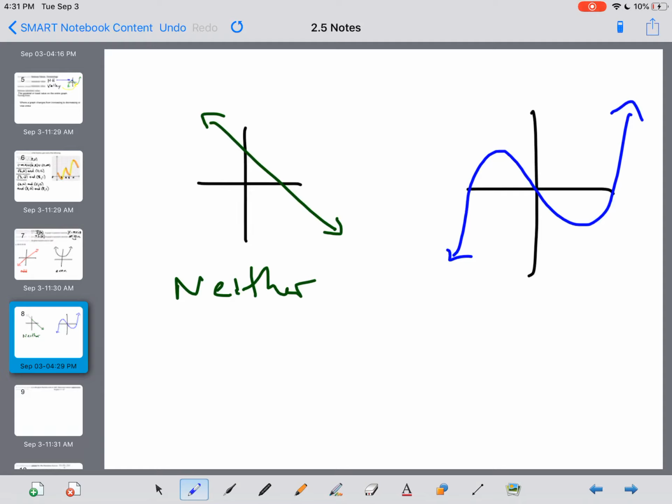Okay, when we're looking for symmetry through the origin, what we can kind of think about is, well, if I reflect half of this across both the x and the y-axis, right? Does it match up? Okay, if I reflect these pieces across the x and the y-axis, they will match up, meaning this one is odd. Okay, so in terms of a graph, even means symmetric across the y-axis, odd means symmetric across the origin.